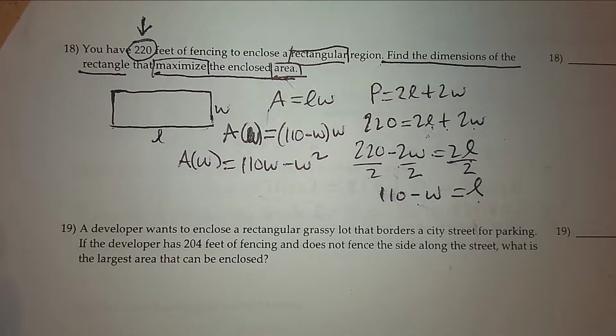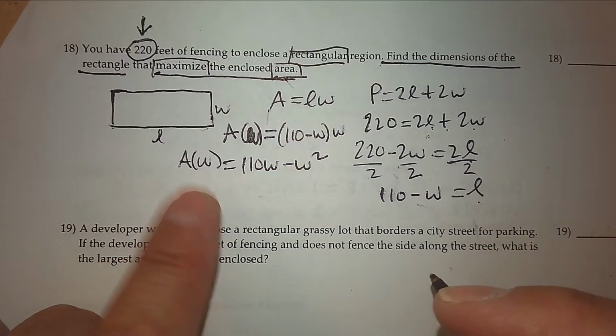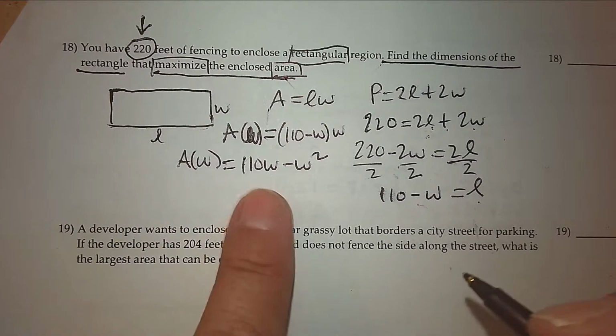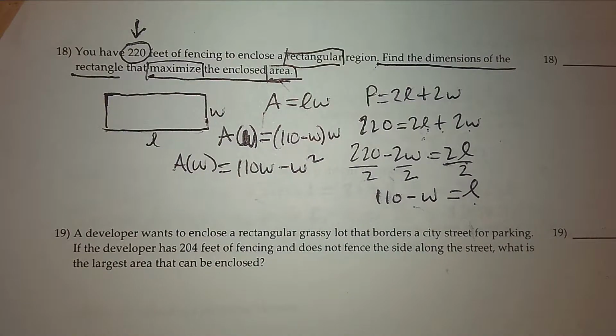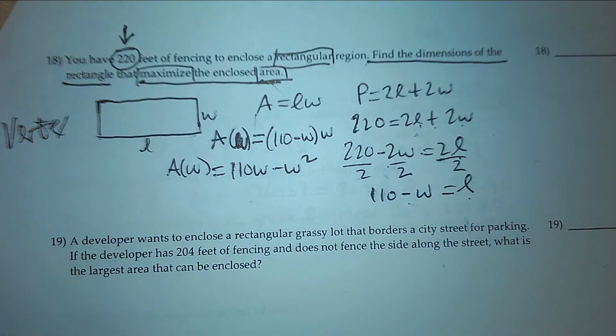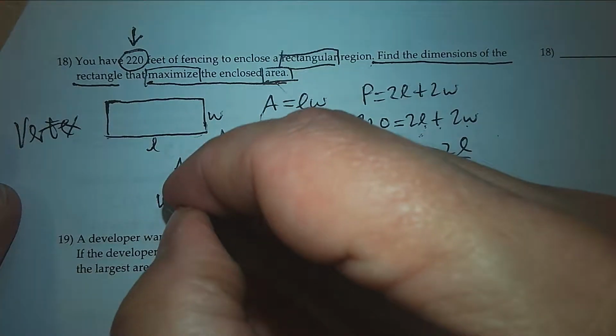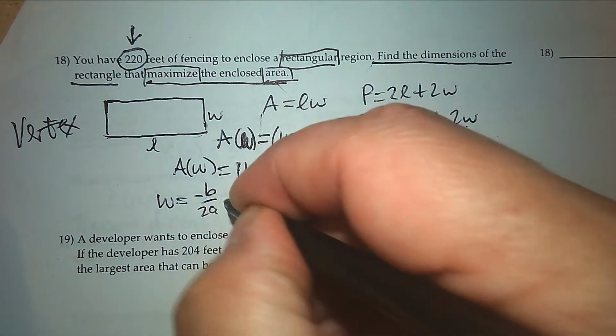And I have an equation to know what the area is. So if the width is 1, I could plug it in, or 2, or 3. But I want to know which w would give me the most area. So when you hear the word maximum, what word should come to mind? Vertex. How do I find the vertex? It's negative b over 2a.